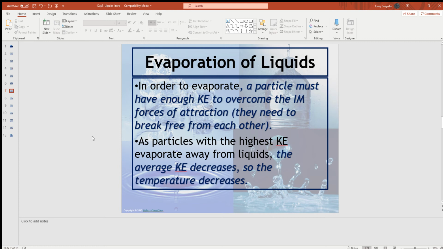As particles with the highest kinetic energy evaporate away from the liquid, that means the average kinetic energy decreases in the liquid overall. So that means the temperature decreases. You might not have known this about evaporation, but when liquids evaporate, that is actually a process that lowers the temperature. As it evaporates, the temperature of the liquid gets lower.